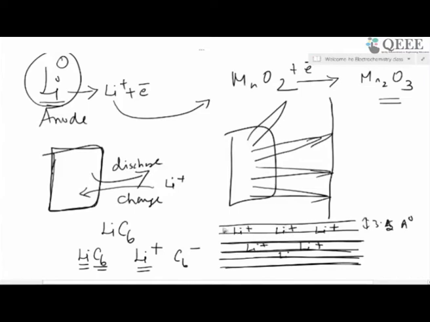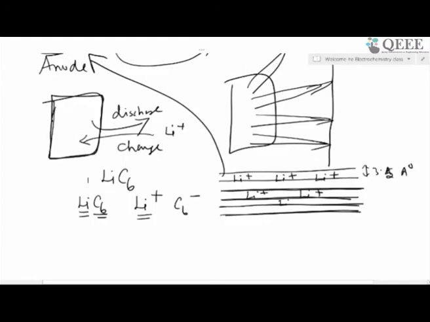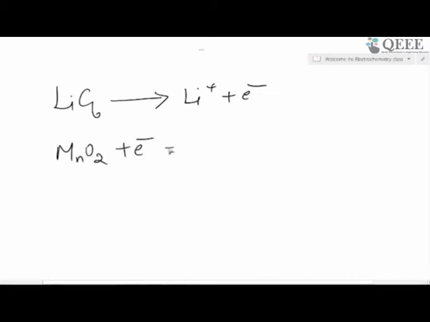If you use this in place of the anode, and MnO2 say as the cathode, then what would be the reaction? The reaction would be, LiC6 will give Li+ and an electron. This electron will be taken by MnO2. I am not balancing the reactions, you may do it, Mn2O3, plus OH- ion, all that will come.